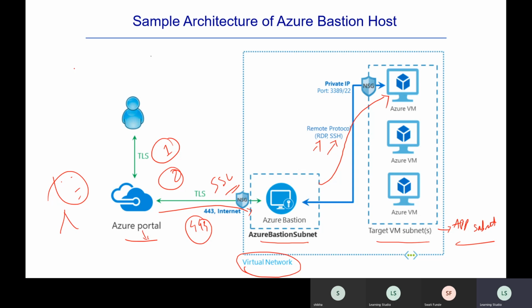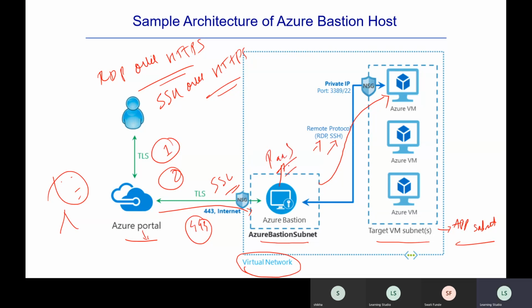So in short, it is like RDP over HTTPS, or SSH over HTTPS, which means you don't need any public IP address assigned to your virtual machines, and you can securely access them using this Azure Bastion, which sits in the Azure Bastion subnet and is a completely managed service, completely Microsoft managed.